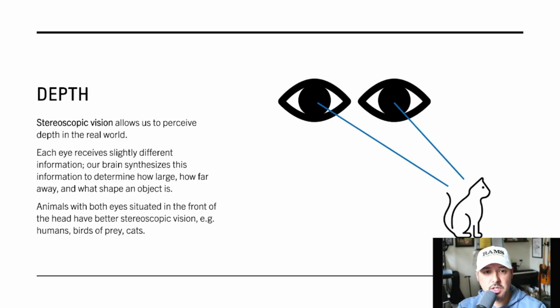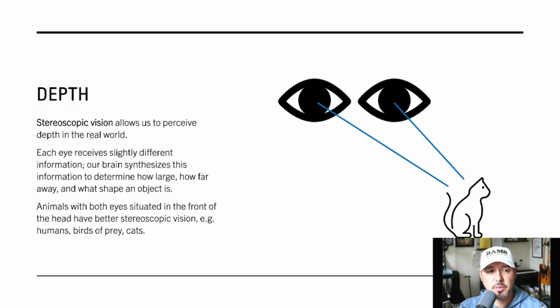As you can see on this illustration of this screen, each one of these eyes is viewing the cat from a slightly different perspective. And as a result, each eye is receiving that information, and our brain then takes that information and determines how large that image is, how far away it is, what the shape of the object is, and we perceive it as three-dimensional vision, as a three-dimensional object with depth.